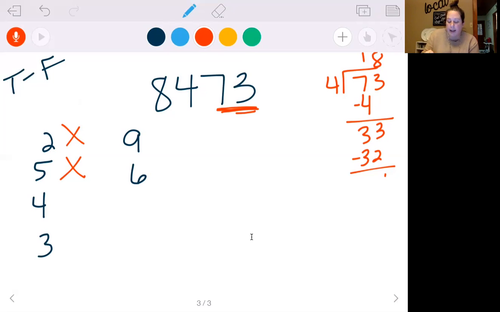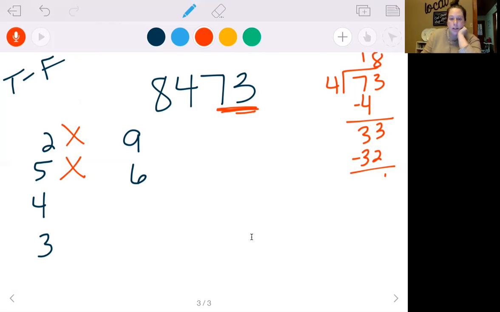Same thing for 9. Can I divide 22 by 9? Nope, so that's not going to work. And can I divide 2 and 3 to get 6? That's not going to work. So this one is not divisible by any of them. So you would just tell me none.